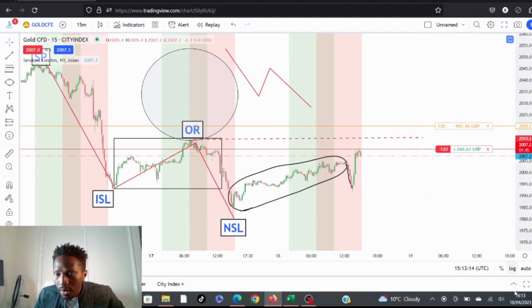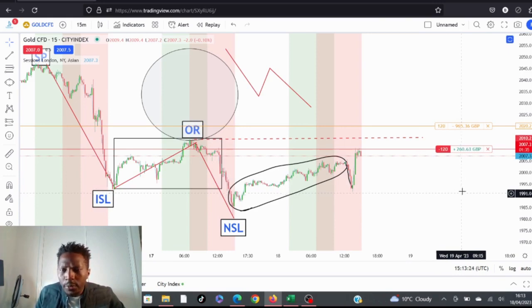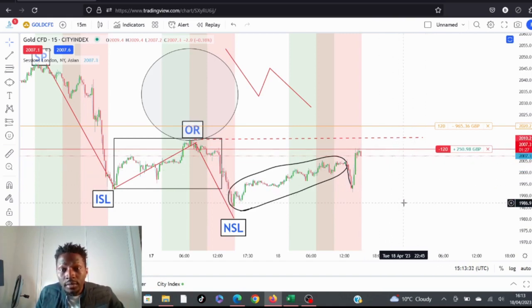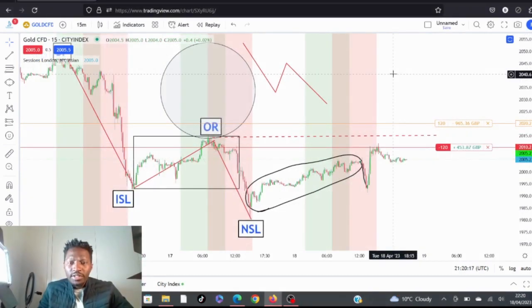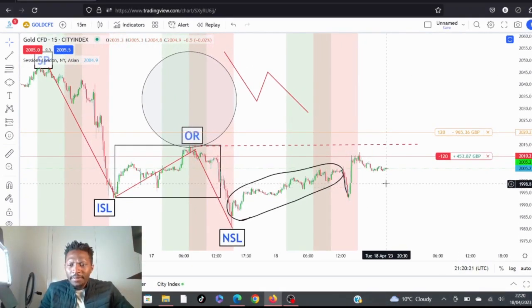First of all, let's talk about when I placed this trade. I placed this trade about 15 minutes ago. So this is on a Tuesday, the 18th of April, at around 4 o'clock UK time, 4 p.m. UK time. That's when I placed this trade. So now we're going to see how long this trade is going to take and whether this trade is going to move in that direction.